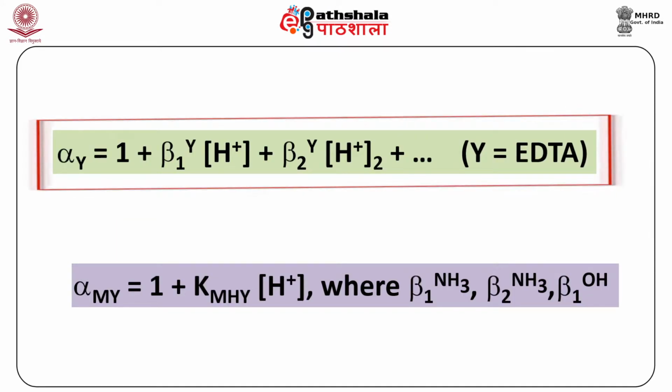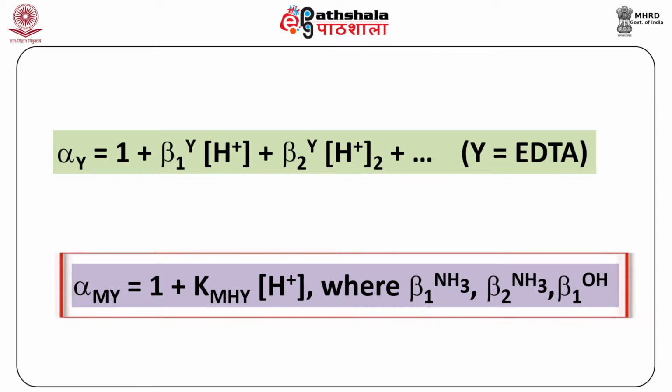As well, alpha Y over here is equal to 1 plus beta 1 for H+ concentration plus beta 2 for YH2 concentration squared. Here Y is EDTA. Similarly, alpha for MY complex is equal to 1 plus K of MHY times H+ concentration, where beta 1 for NH3, beta 2 for NH3, beta 1 for hydroxide ion, etc. are the overall stability constants for the amine and the hydroxo complexes.